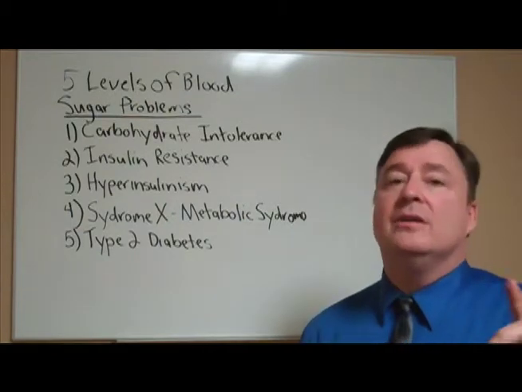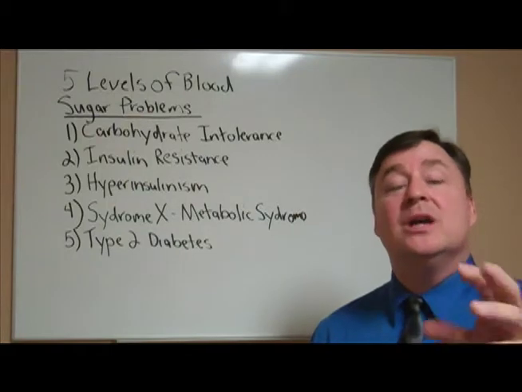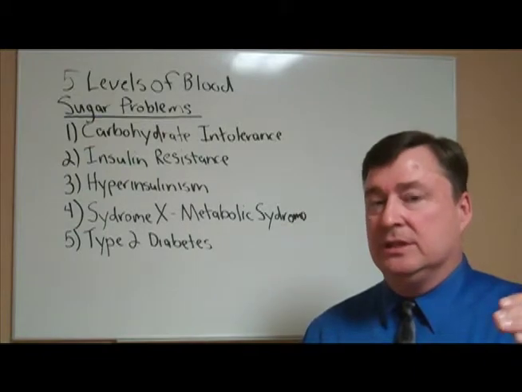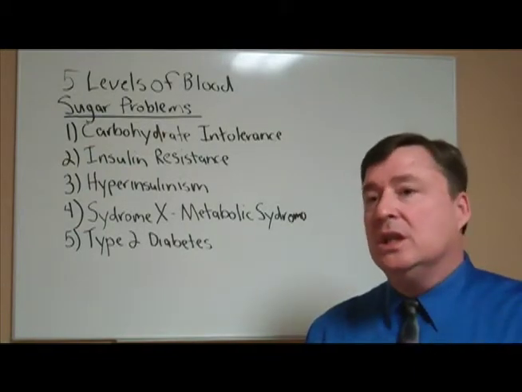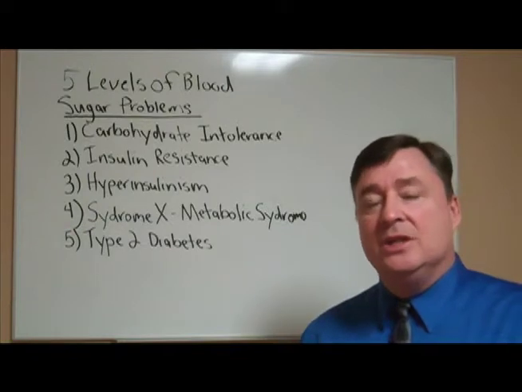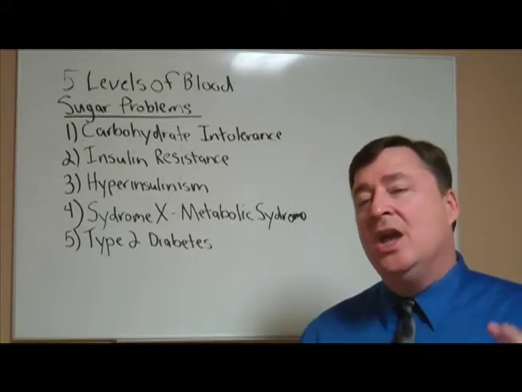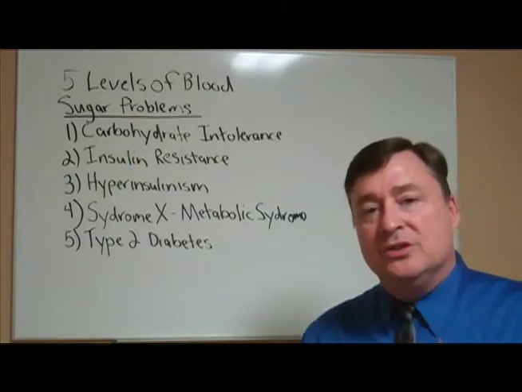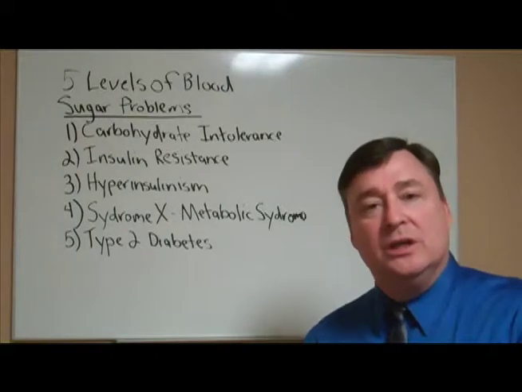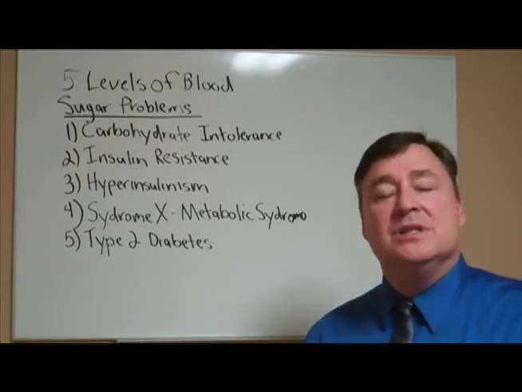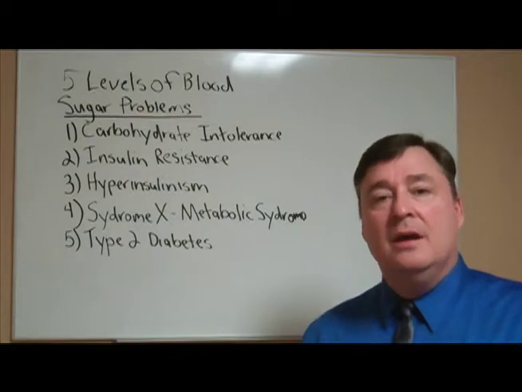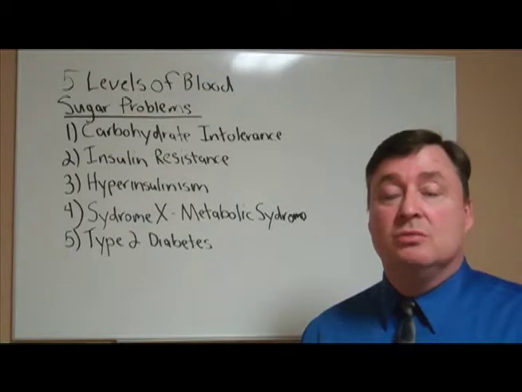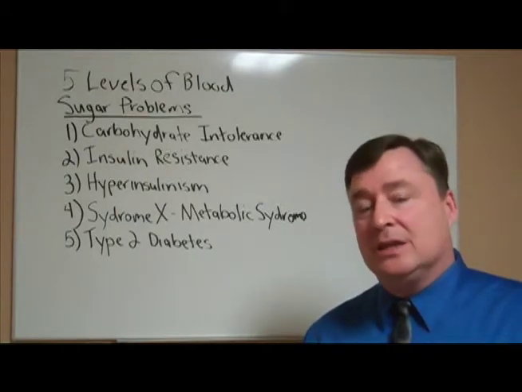That leads to the third level of blood sugar issues, which is called hyperinsulinism, or advanced diabetes, or advanced insulin resistance. This is when the insulin is just trying everything it can to get higher and higher and higher and shove more blood sugar into the cells and open up those small channels to get that blood sugar into the cells so it can create energy. But what happens is it just gets harder and harder and harder, which leads to the fourth stage of blood sugar issues, which is called syndrome X, or metabolic syndrome.